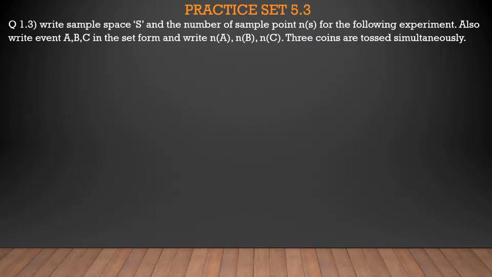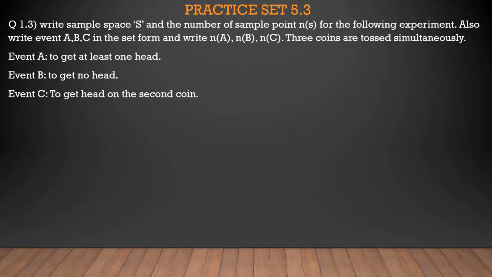Third one: write sample space S and the number of sample points n(S) for the following experiment. Also write events A, B, C in the set form and write n(A), n(B), n(C) when 3 coins are tossed simultaneously. Event A is to get at least one head. Event B is to get no head. Event C is to get a head on the second coin.